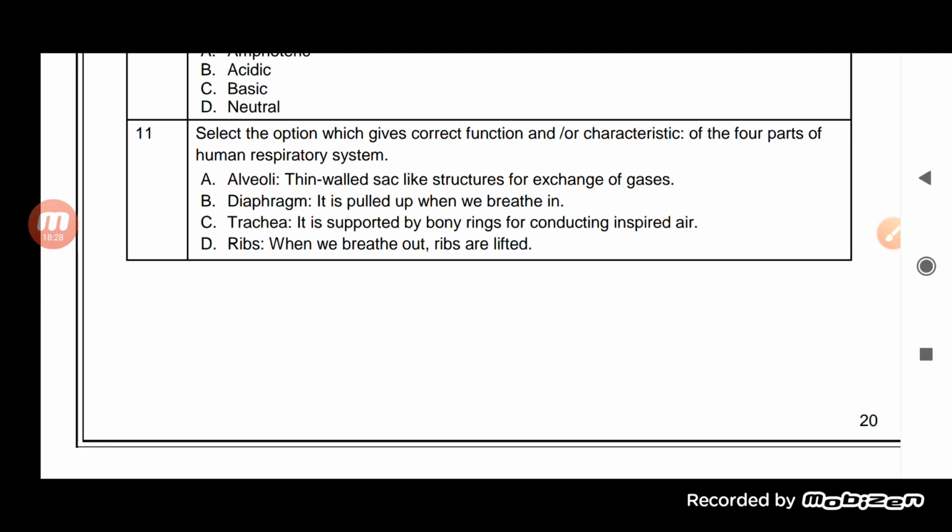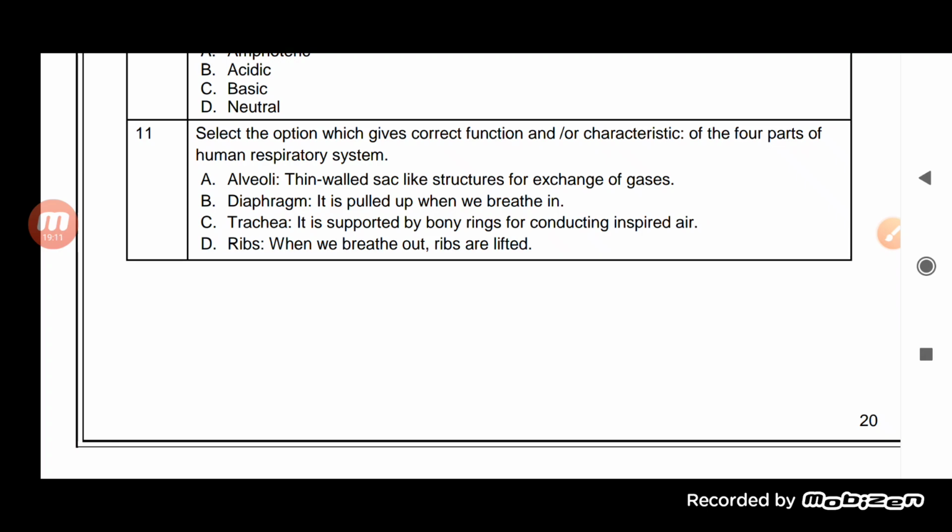Second one is diaphragm. It is pulled up when breathed in. No, actually diaphragm, when it is breathed in, then it goes down, not pulled up. It moves down so that more oxygen can be taken. So it is not pulled up. Next one is trachea. It is supported by bony ridges for conducting inspired air. So trachea is actually not supported by bony ridges. This is a wrong statement.